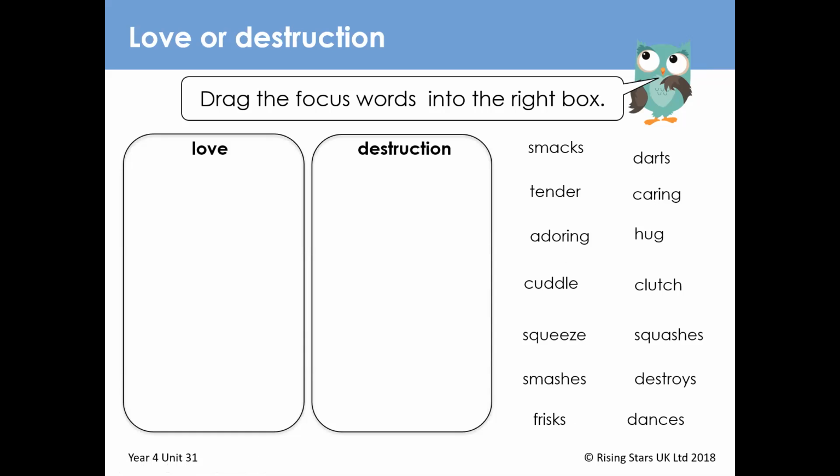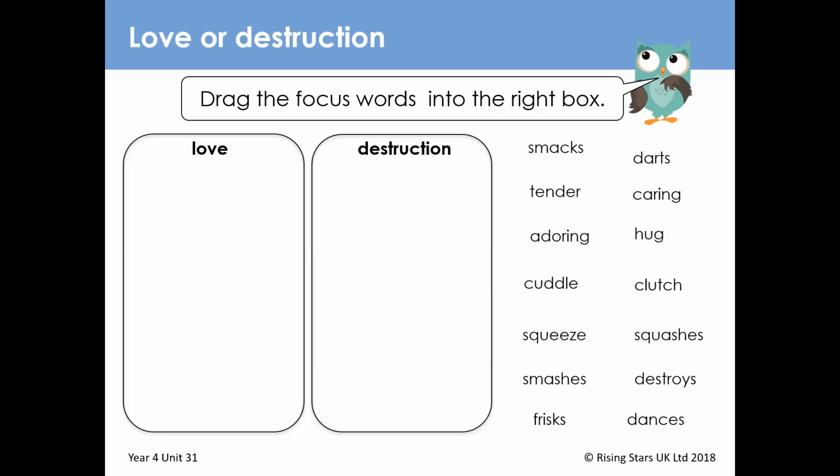Okay, so if I go through the words, I would put smacks under destruction. Tender, I would put under love. Adoring, under love. Cuddle, under love. Squeeze, it could mean either, because the leopard could be squeezing the antelope to destroy the antelope, or squeezing the antelope out of love. So it could go in either. Smashes, destruction. Frisks, destruction. Darts, destruction. Caring, love. Hug, love. Clutch could be love or destruction.